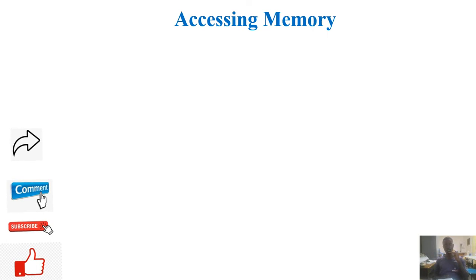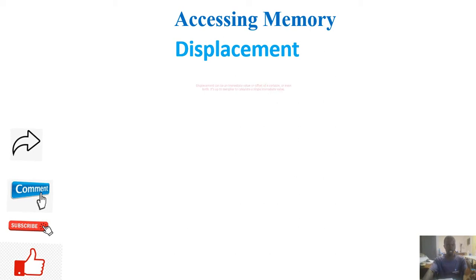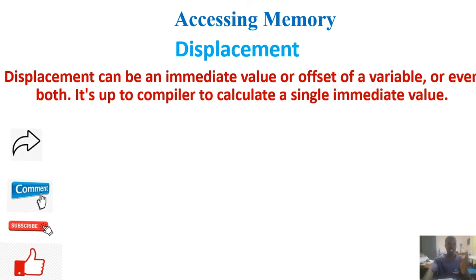Displacement is the number of steps in a direction. If it's positive, you move in the positive direction. If it's negative, you move in the negative direction. Don't get confused. Right, so displacement, that's it. Displacement can be an immediate value or the offset of a variable, or even both. Both immediate value and offset of a variable. It's up to the compiler to calculate a single immediate value.